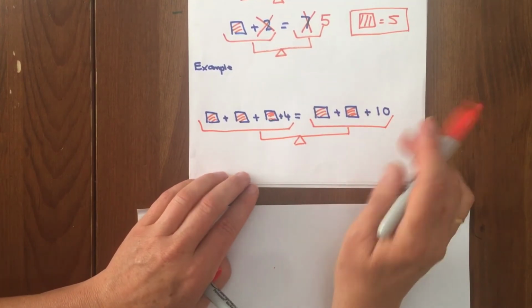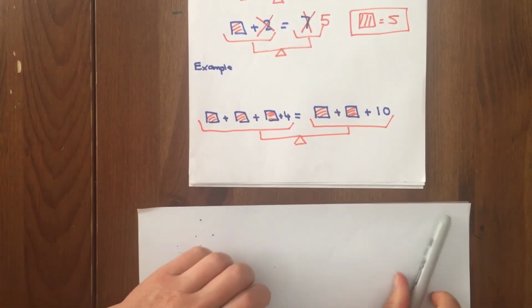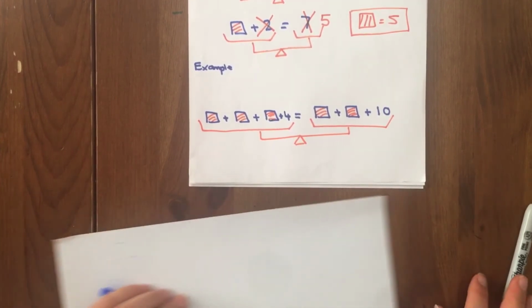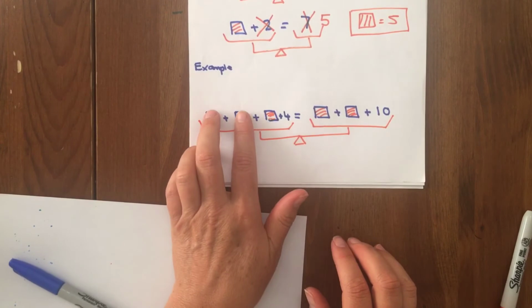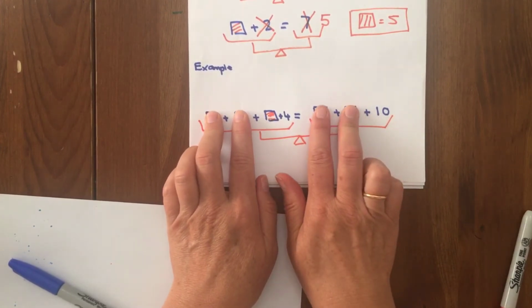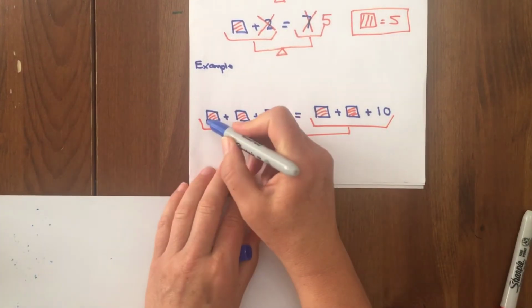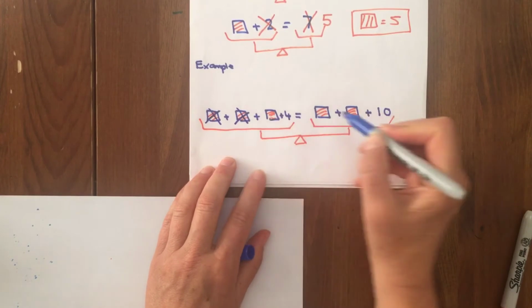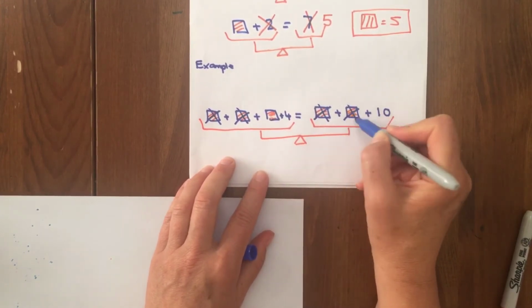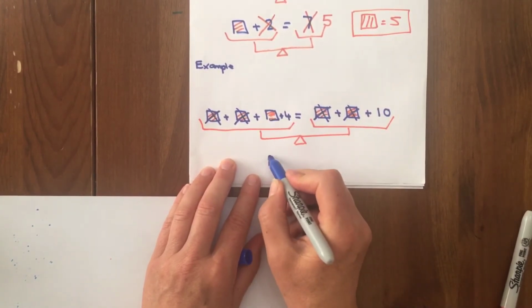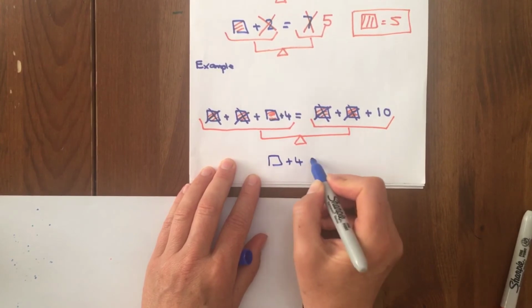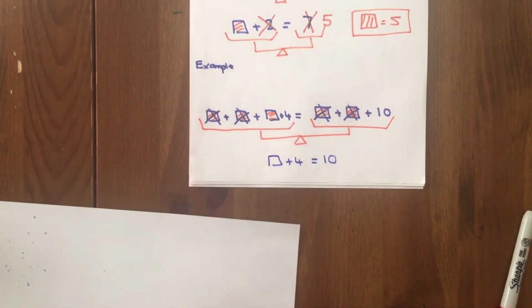Right, how many boxes can I take away from both sides? Well, this time I can take more than one away. I can take 2 from this side and 2 from this side. And if I take 2 from both sides, the scales will still be balanced. So let's take away this one and this one and this one and this one. So I've got box add 4 equals 10.